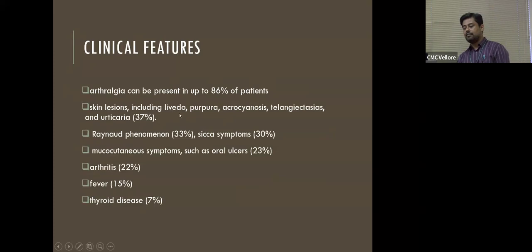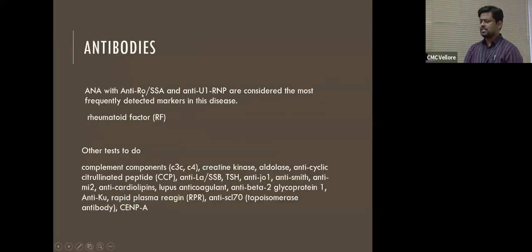Clinical features: the most common feature is arthralgia, in one of the cohorts 86%, followed by the skin lesions like livedoid rash, purpura, acrocyanosis, urticaria. Raynaud's, sicca are other common symptoms, along with ulcers, arthritis, fever, and thyroid diseases. The antibodies: the most common antibody, ANA, will be positive, and then Ro and RNP are seen most frequently, almost in 1/3 of patients each, and rheumatoid factor may be positive. There are many other tests that you can do, but just some of them will be positive, it will not fulfill any criteria.